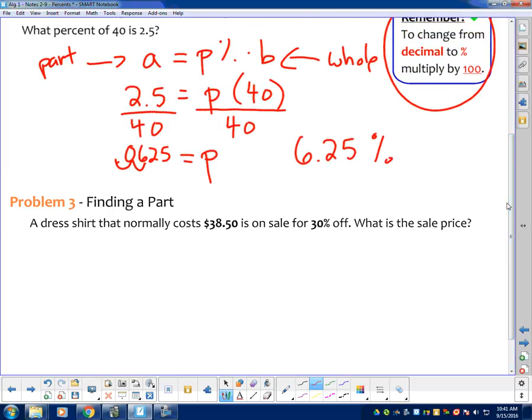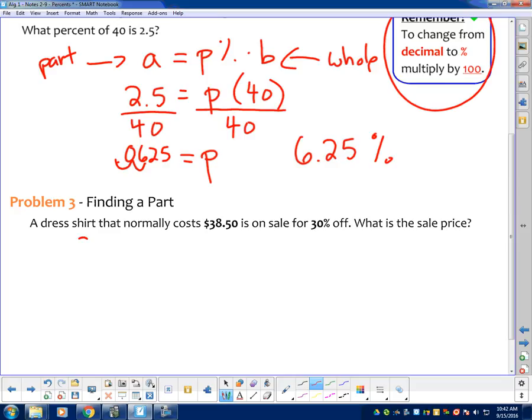Let's do both. So here we have, it's on sale for 30% off. So what we're going to do is find out how much to take off of the price, then we're going to have to subtract it off of the $38.50. So we're just going to find what percent to take off, and then do a subtraction to actually get the sale price of the dress shirt.